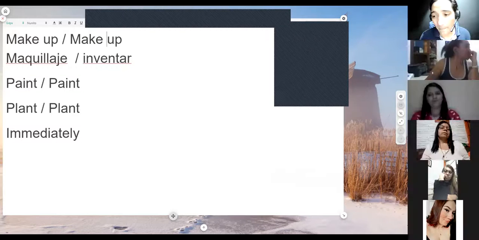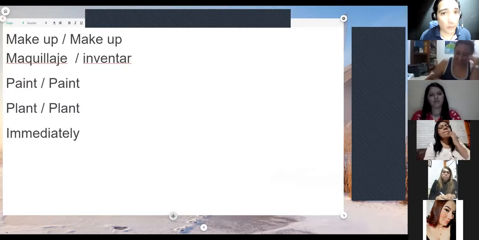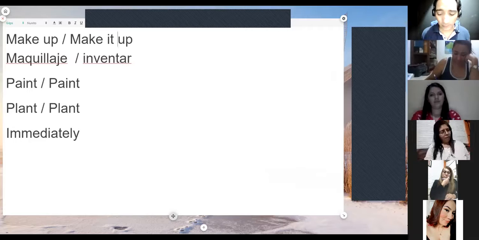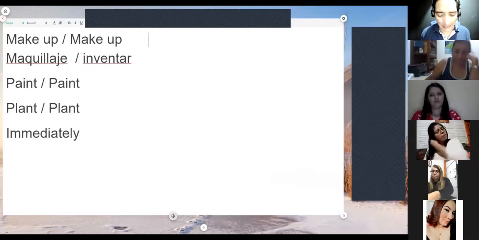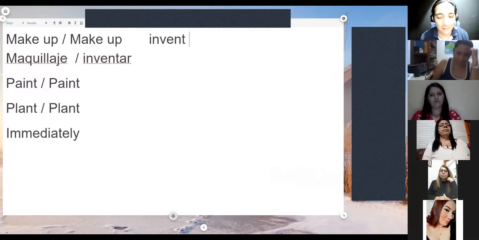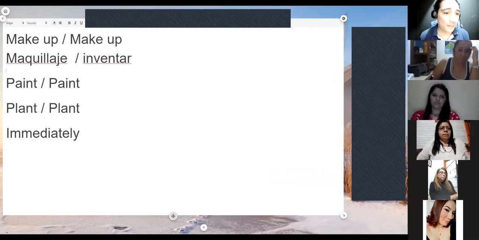Make up sería inventar como verbo. Es un verbo frasal separable y puedo agregar el sujeto it en medio. Y decir make it up. Hoy, make it up, inventátelo. Yo no les voy a decir nunca. Come on, guys. Invent. Jamás. Invent. Sí, está bien. Invent es inventar. Pero es muy básico ese inglés, ¿ok? Make up. Make it up.